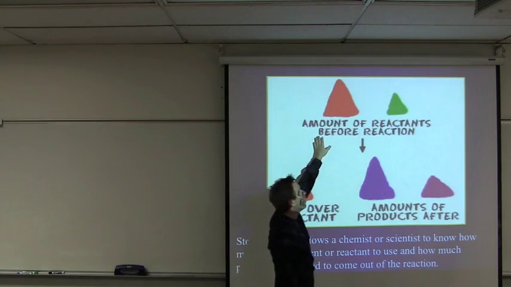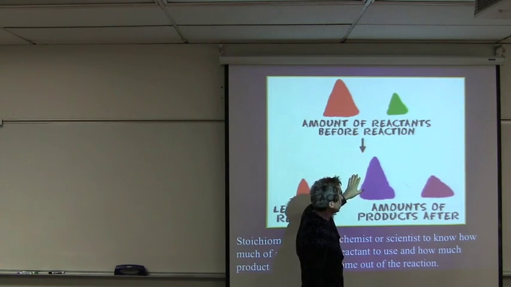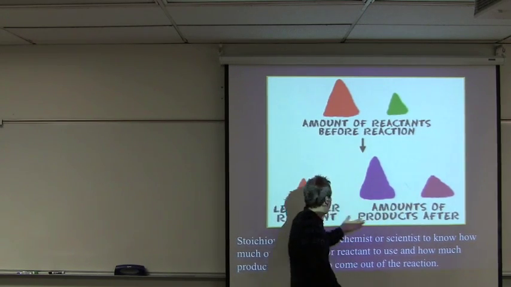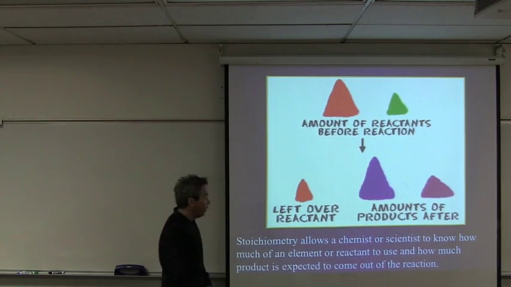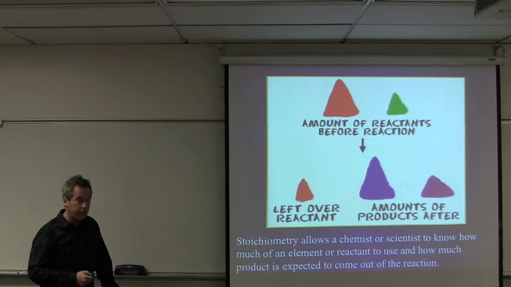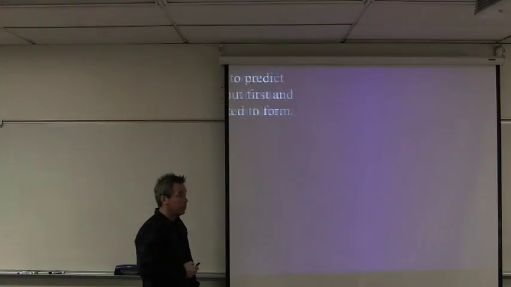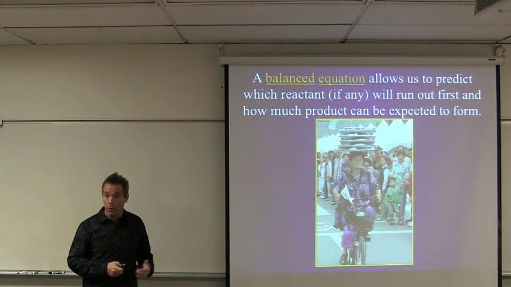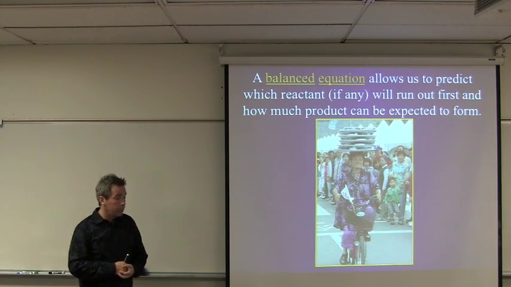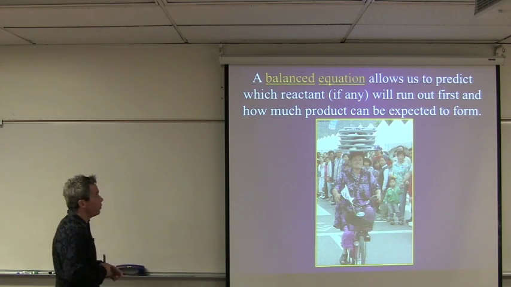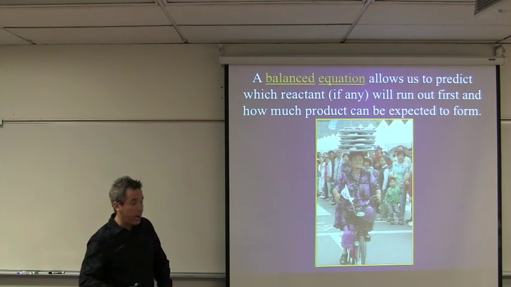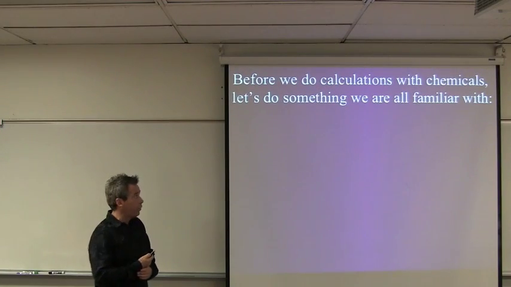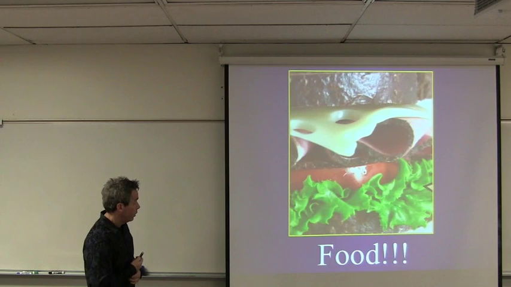Say this is a pile of reactants and the chemical reaction happens and it makes some products. You might get a certain amount of product. You might have some reactants left over. Stoichiometry allows us to calculate these types of things. What we need to start with is the balanced chemical equation, and that's what we just learned. If you start with the balanced chemical equation, we could predict which reactants will run out, how much product we'll need. We're going to do some of those, but I want to go back to something you're more familiar with, food.